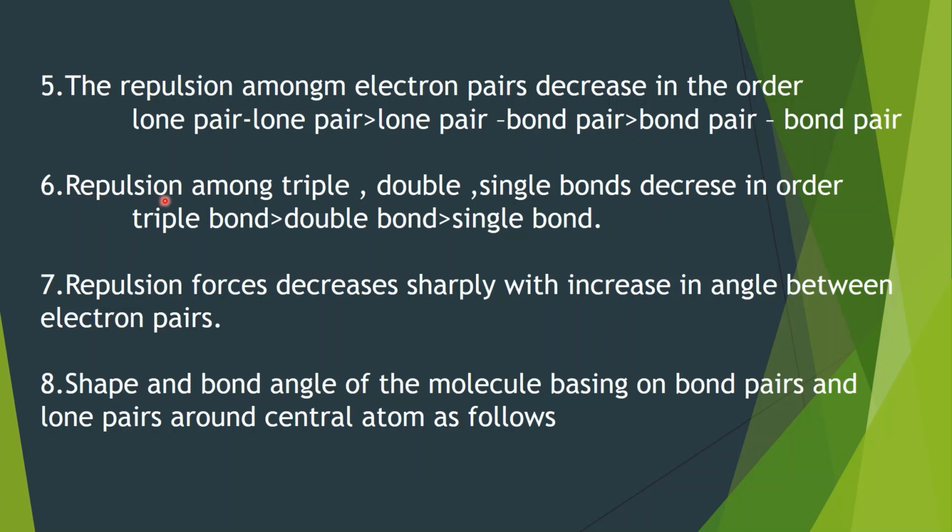And repulsion among triple, double and single bonds decreases in order. So that order is triple bond greater than double bond greater than single bond. Repulsion forces decrease sharply with increase in angle between electron pairs. Shape and bond angle of a molecule are based on bonded pairs and lone pairs around the central atom as follows.